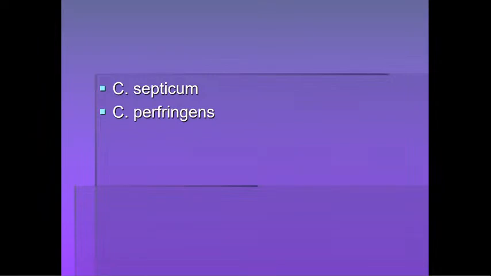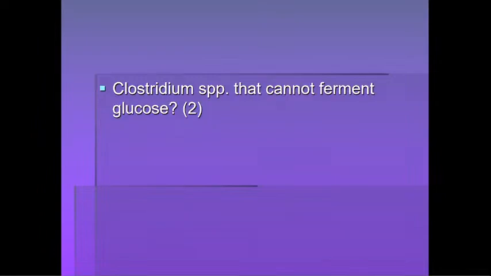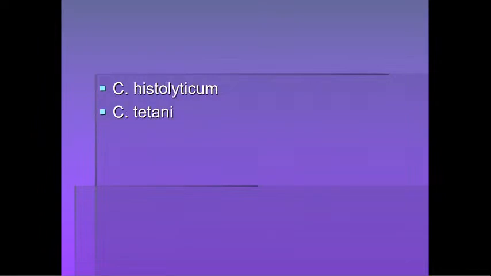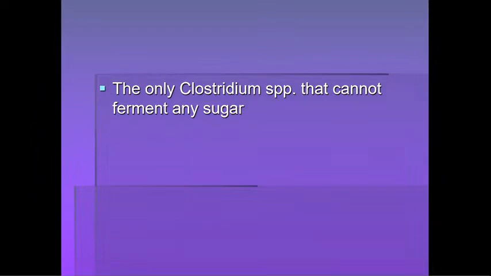Clostridium species that cannot ferment glucose include Clostridium tetani and Clostridium histolyticum. All right. And lastly, we're going to talk about a species that cannot ferment any sugar at all. It is Clostridium tetani. Okay. Now, let's go to one key feature of Clostridium species. One of them is aerobic, and it's actually Clostridium histolyticum. Okay, the majority of them are anaerobic, but Clostridium histolyticum is capable of aerobic respiration.